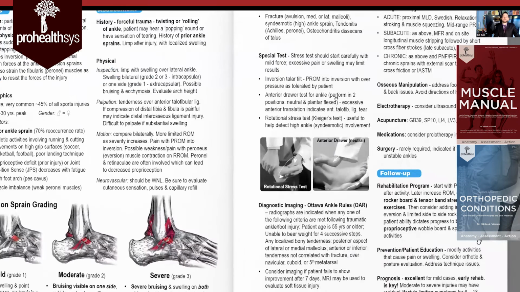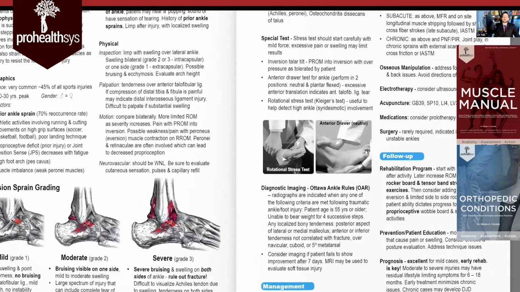Special tests should be done carefully to start, where you can do a rotational stress test. Anterior and posterior drawers are great of the ankle. And why not even challenge into that inversion range of motion as part of your assessment?